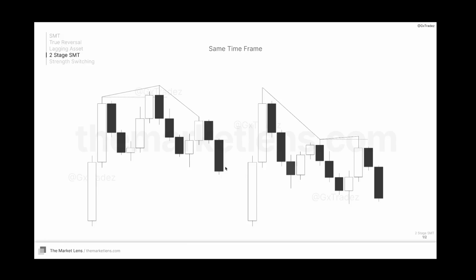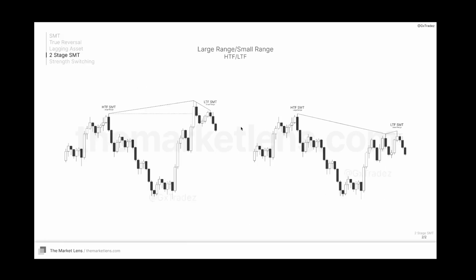It can be in the distribution leg away from this, right? Showing some sort of switching of strength. Doesn't matter. But it's going to be with closer proximity highs and lows. Now, this is another form of two-stage SMT. It's going to be where the first SMT is an SMT that's very far off to the left.